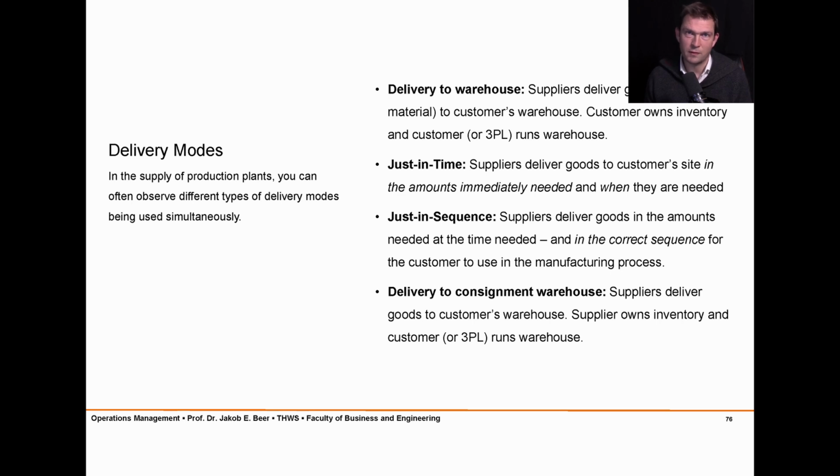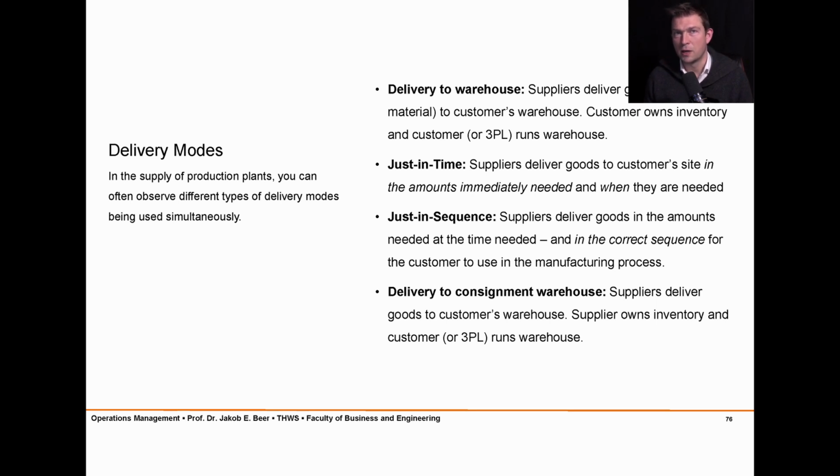For example, consider a manufacturing plant that relies on specialized machine parts. These parts are delivered to a consignment warehouse located near the plant. The plant uses the parts as needed and only pays for what it consumes. This arrangement reduces the financial burden on the plant, ensures no downtime due to unavailable parts, and allows the supplier to maintain control of their stock.